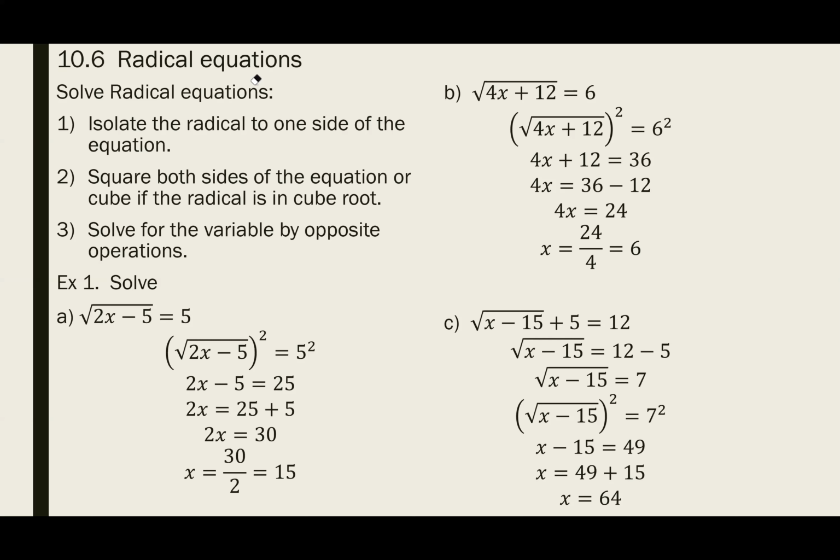Now, let's take a look at this problem here. If you don't have a question, let's take a look at this item here.